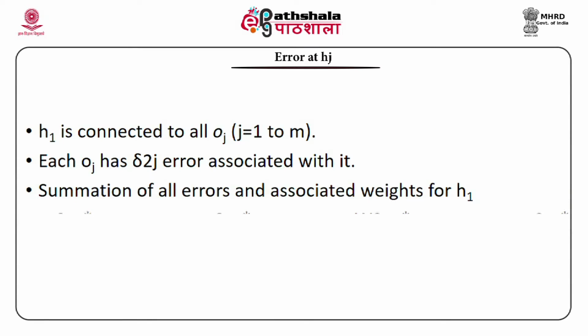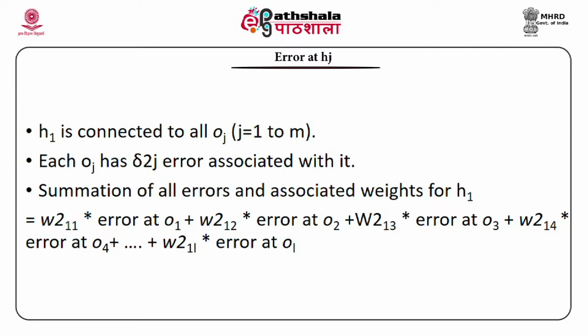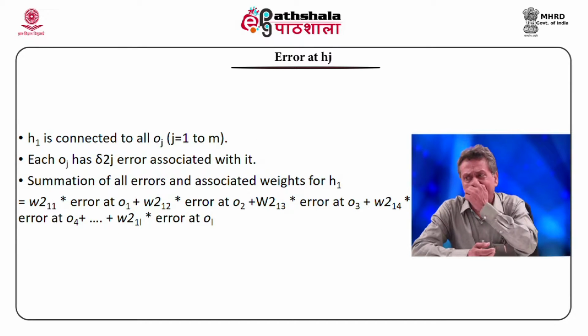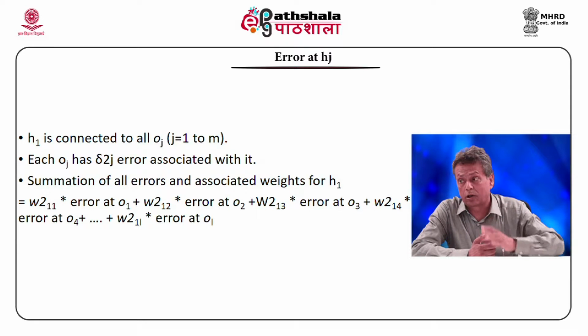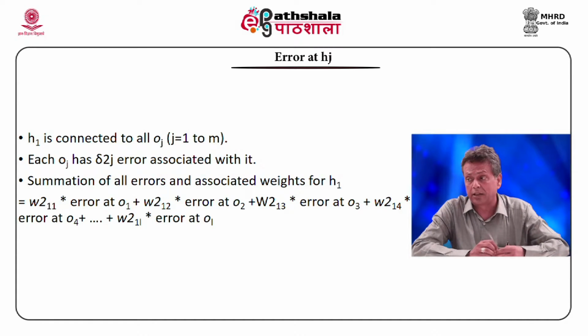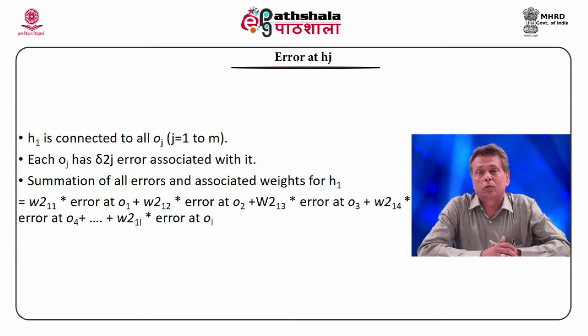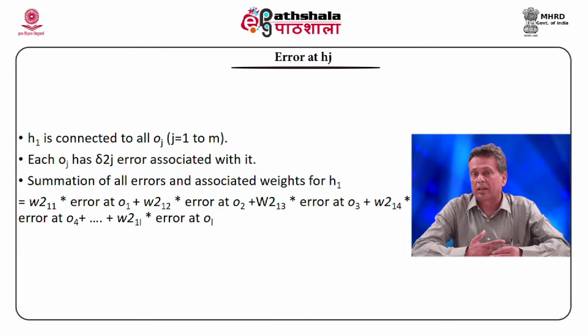So, that way you calculate the error at the hidden layer. The next slide shows the formulae. So, it is sigma i equal to 1 to m, because there are a total of m output units. So, W2_1j multiplied by delta 2j. Now, that is the error at the ith hidden unit. Okay. So, that is how it is shown.